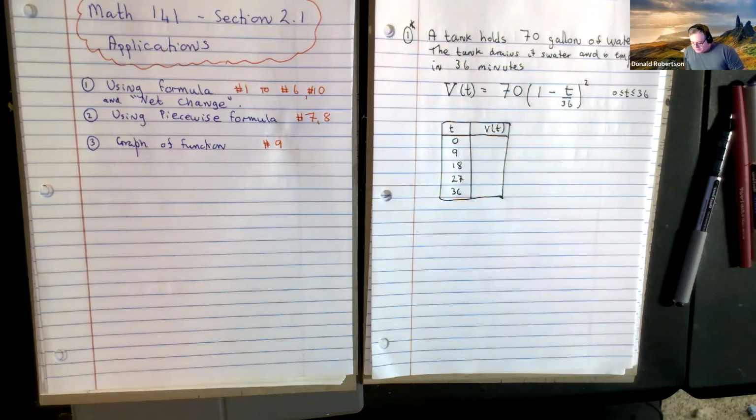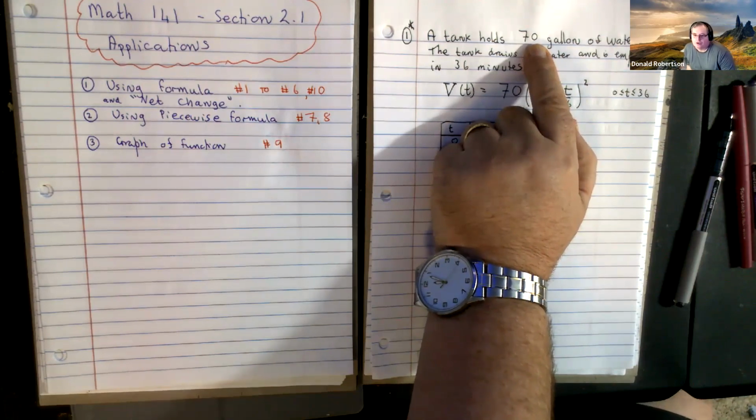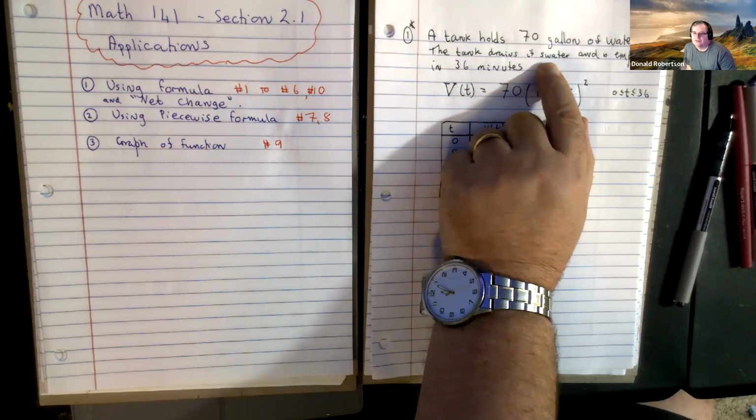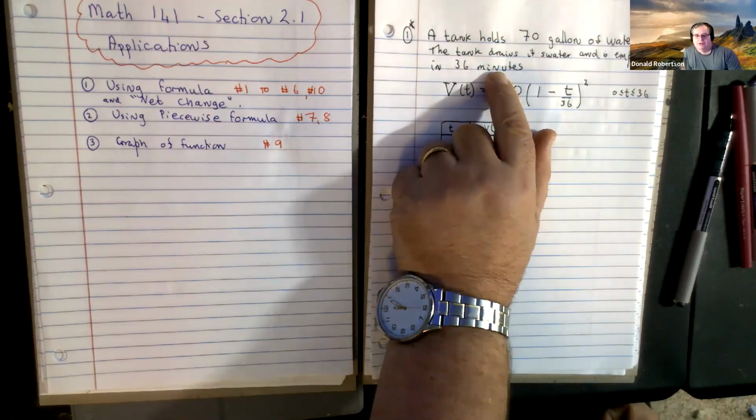because in the context of the story, 36 minutes is the entire duration of it. Because what happens is you have a tank that has 70 gallons of water in it. It's full, and the water is draining out, and it's draining out so that after 36 minutes it's empty.